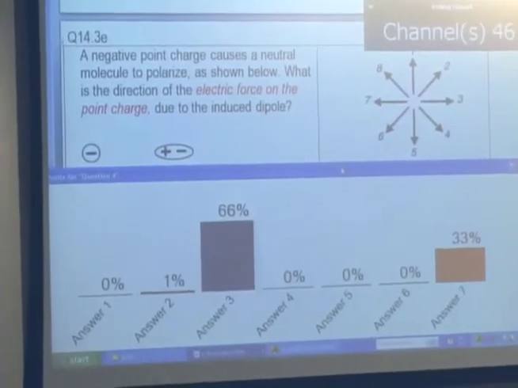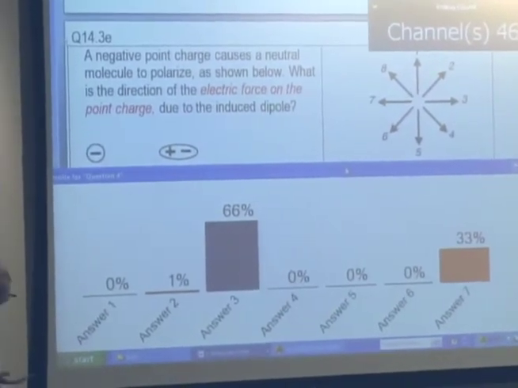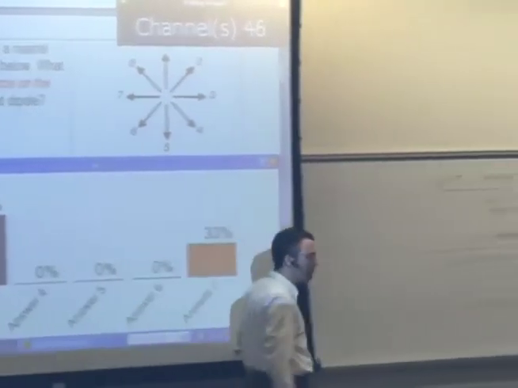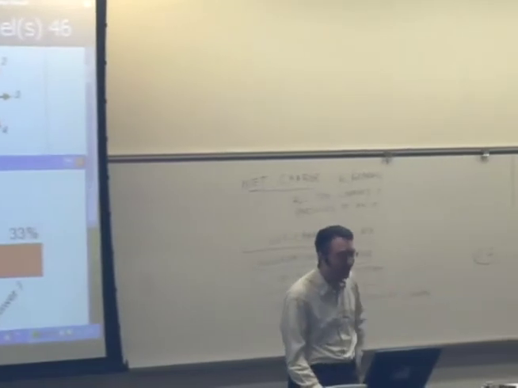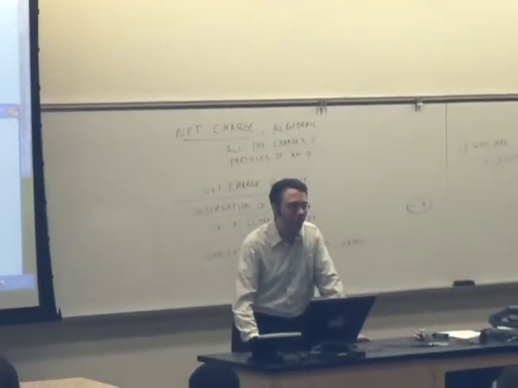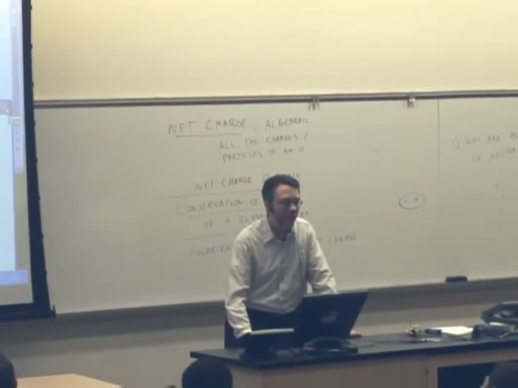So you get an attraction again. You still get an attraction even though you have a different point charge and a different polarization. Does that make sense? I think maybe some people were thinking field instead of force here. Questions?